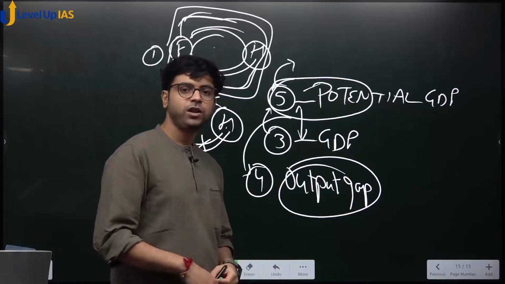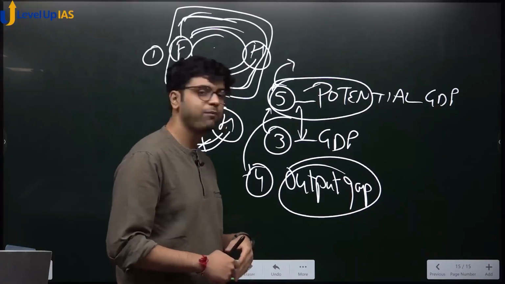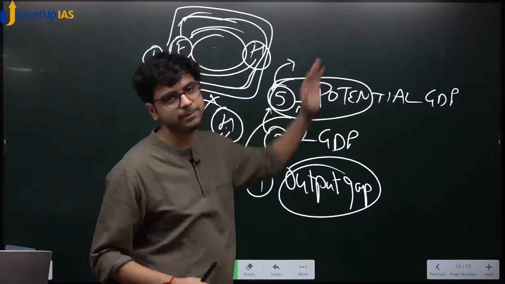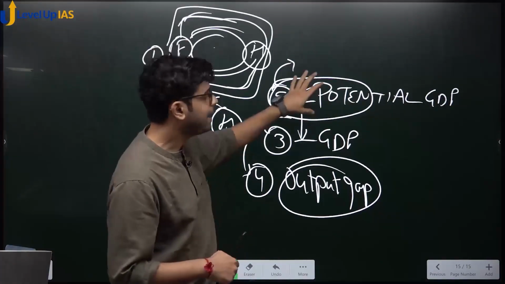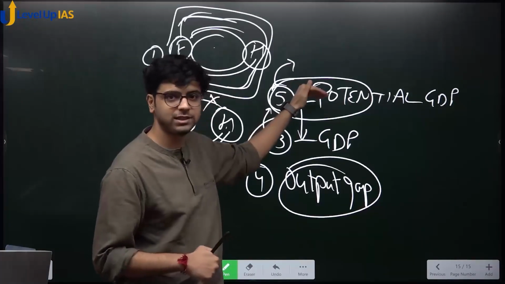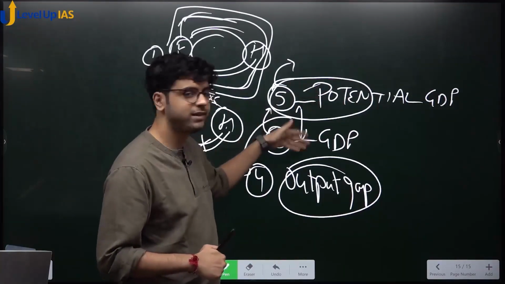Okay? So true or false? I can increase output gap without inflation. Yes. Once you reach potential GDP, after that it becomes difficult. So at potential GDP, output gap is 0. Yes or no? Because you are already at potential GDP. So there is nothing to minus.